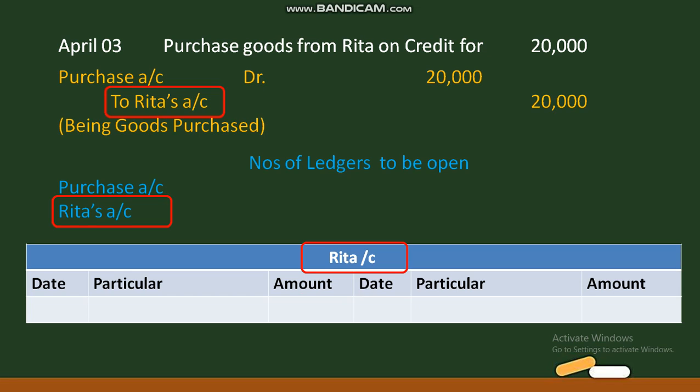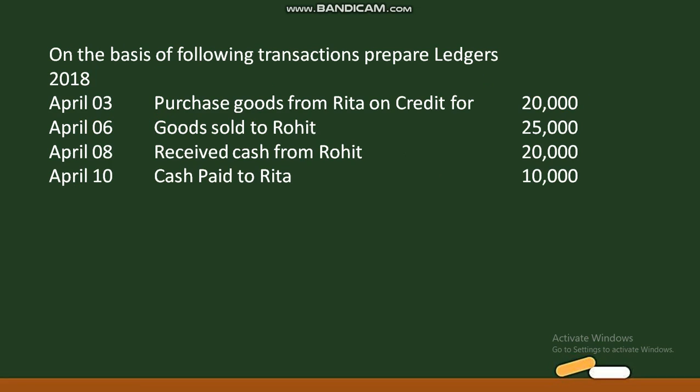She has been credited just because of purchase. So we have to write like this: April 3rd, by purchase account. Once you record anything, on the debit side we have to write two words, and on the credit side we have to use by words. Okay, because by represents debit. So it was our first transaction, and on the basis of the first transaction we have passed two different entries.